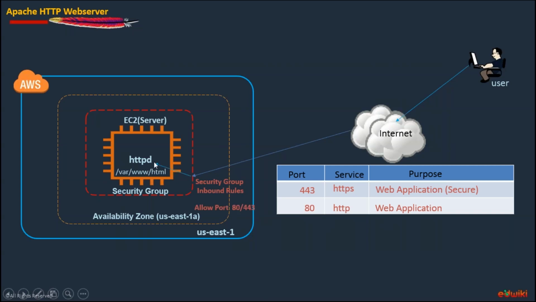a service responsible for listening to the request. The HTTPD service will go to the default document root folder. Whatever code files and data are available in this folder will be sent as a response back to the requester. As usual, the response also goes through the outbound rules of a security group. Once it is allowed, the same response is given back to the requester or client, so that whatever response is received from the web server, the EC2 server, is shown to you as a website or a web application.